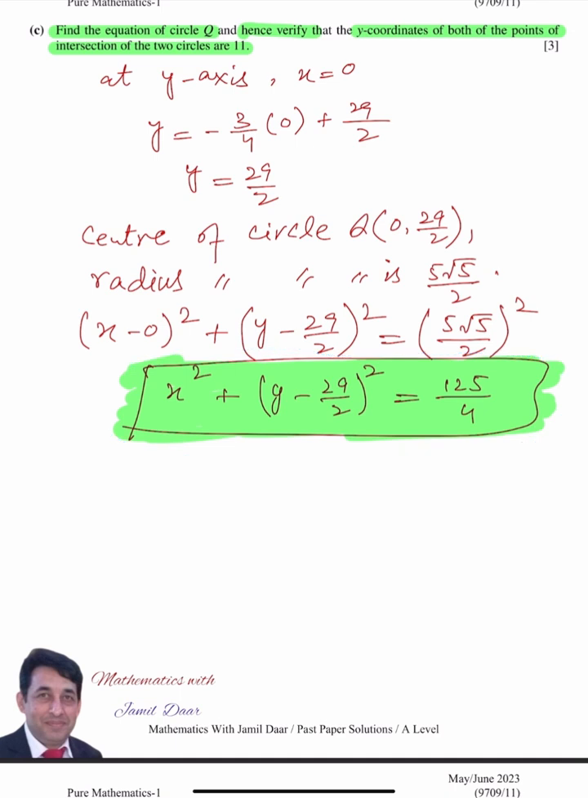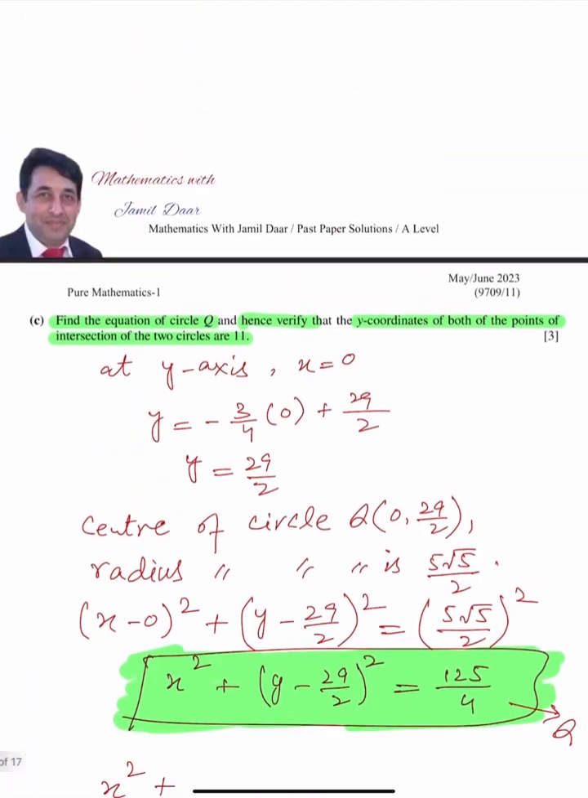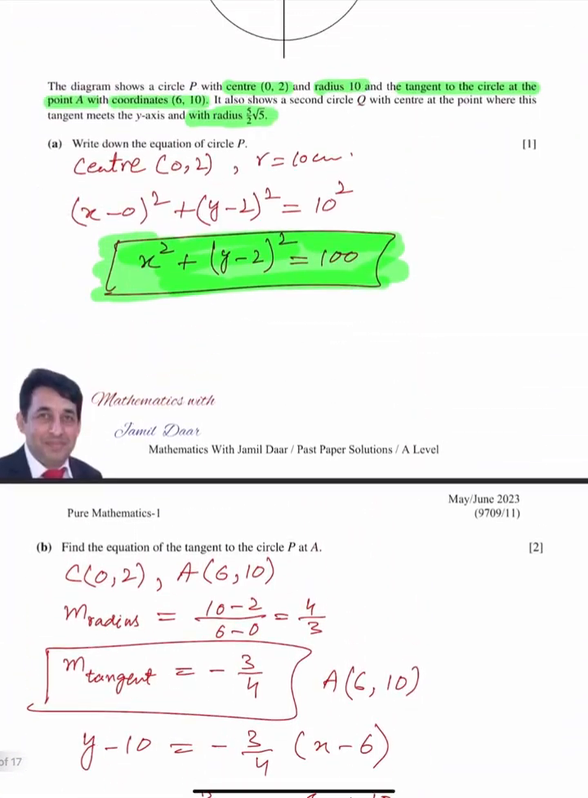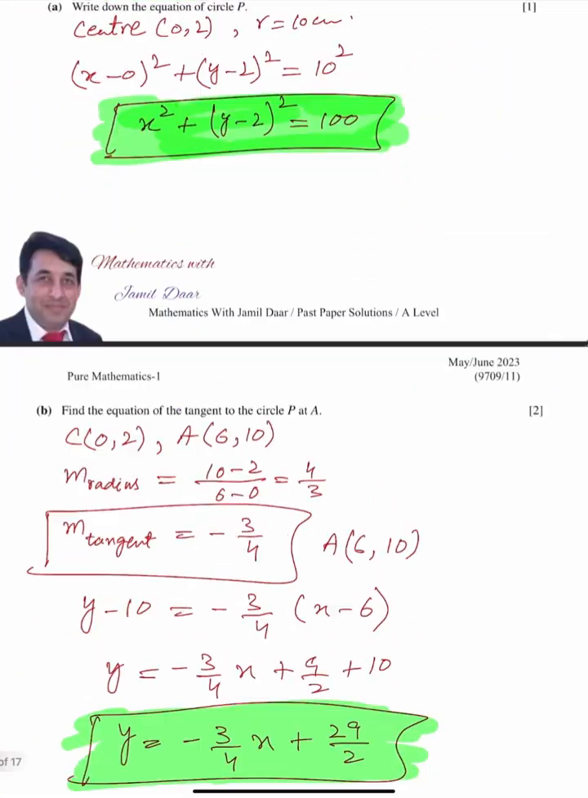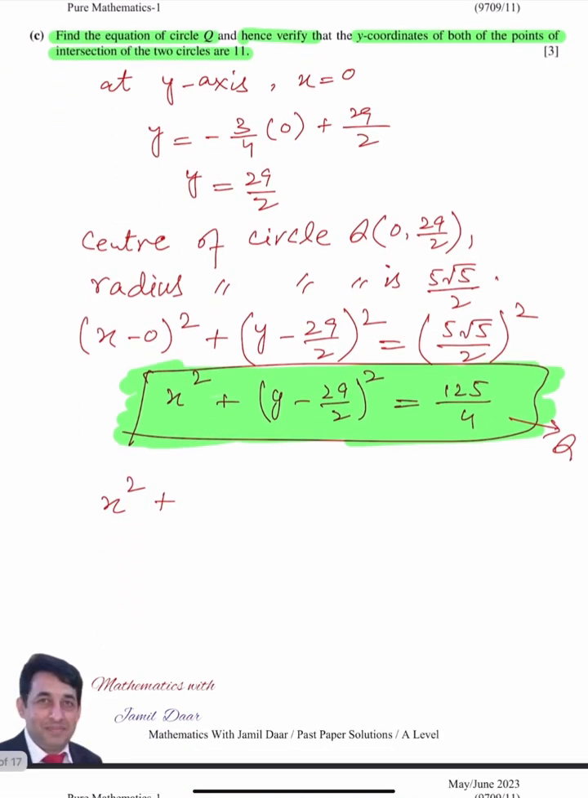Okay, leave it. So this is for Q. What is the equation of circle P? That is x square plus (y minus 2) whole square is equal to 100. That was the equation of P, right?